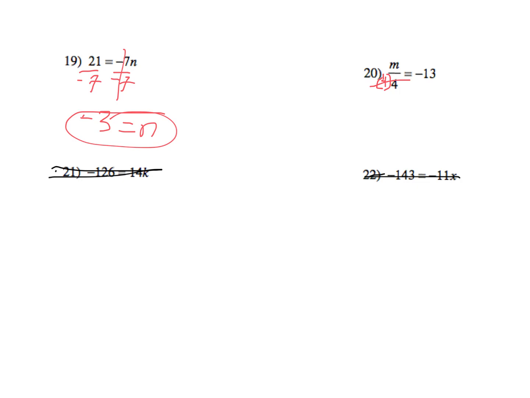So we multiply 4 right there, and then we also have to multiply 4 here. So negative 13 times 4 equals negative 52. So m equals negative 52. And we can check it by saying negative 52 divided by 4 equals negative 13. So we did that right.